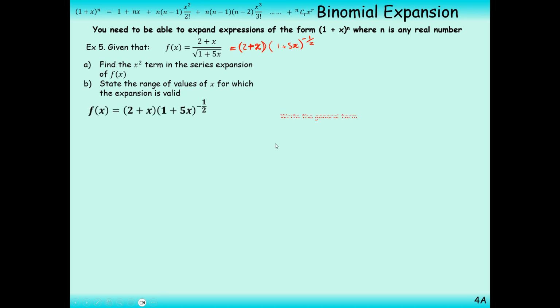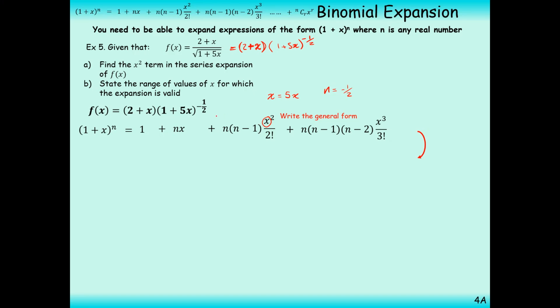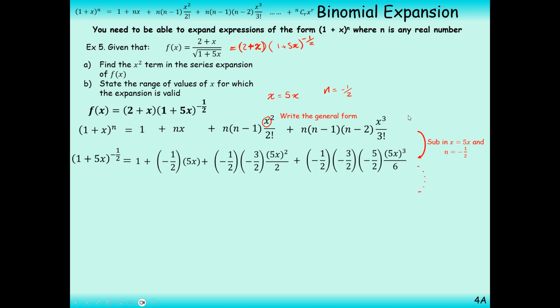So let's expand this binomial expansion. The general format is like so, and we substitute our values of n and x. n is negative half and x is 5x. So we're going to replace all the x's in this formula with 5x and all the n's with a negative half. What we end up with is these values here. Now, once you put the numbers in your calculator, you'll get these answers.